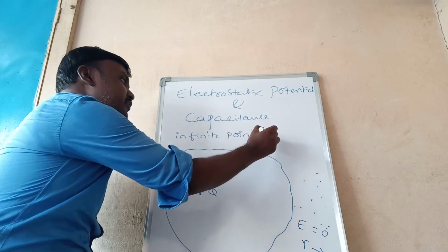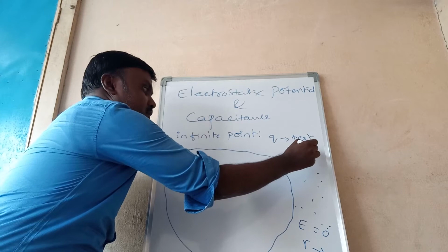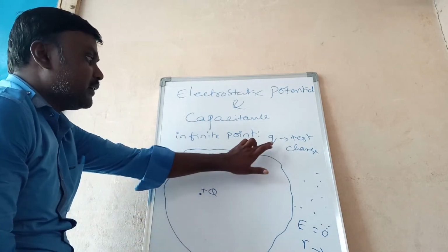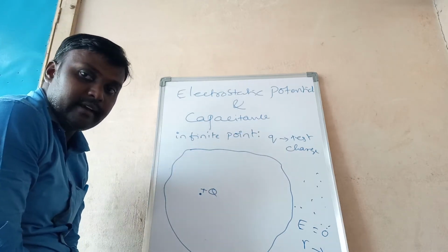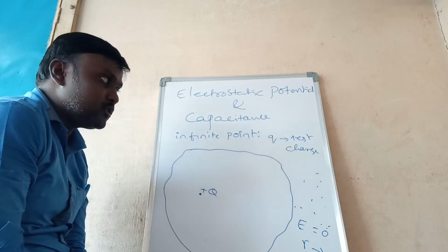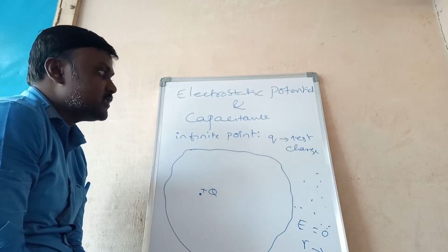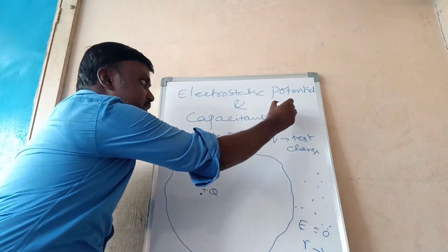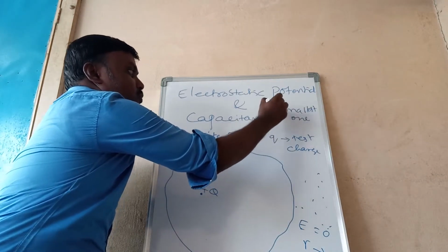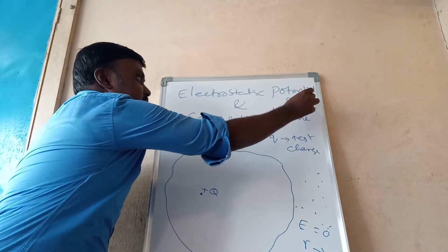Suppose we take a test charge. Capital Q is a point charge, and the small q is the test charge. As already in the first chapter itself, I told you about this test charge. Test charge in the sense, it has some qualities. The first one, it is the smallest charge. The small q is very much less than capital Q.